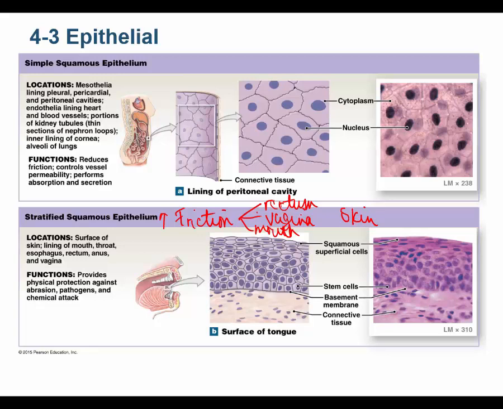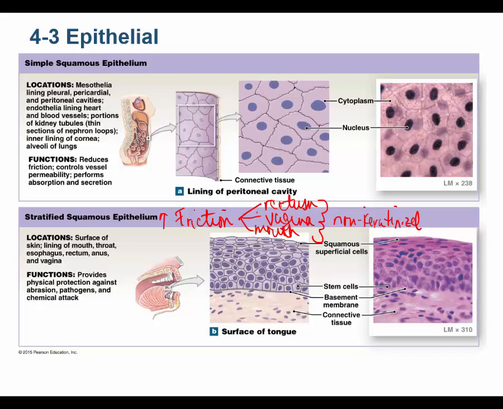Now, there is a difference between the mouth, the vagina, and the rectum, and your skin. These three, let me erase skin here so I can draw. These three, rectum, vagina, and mouth, they're all stratified squamous epithelium, but they're non-keratinized. So yeah, they suffer from friction, and they slough off. The friction applied to them slough off. So during defecation, your rectum has friction. During sexual intercourse, your vagina has friction. When you chew a Dorito potato chip, your mouth has friction. And the cells will slough off, and they'll be replaced. But they're non-keratinized stratified squamous epithelium.